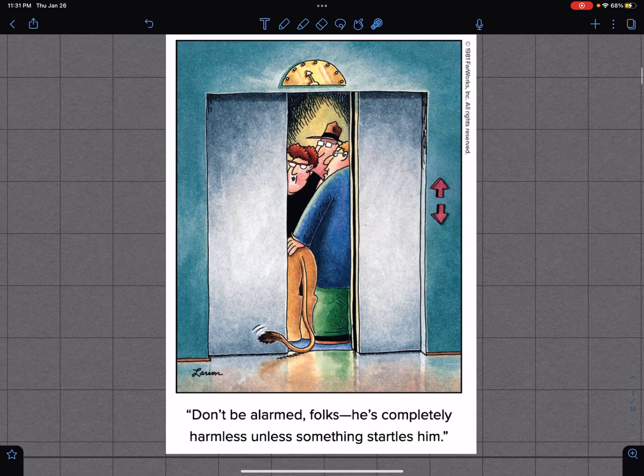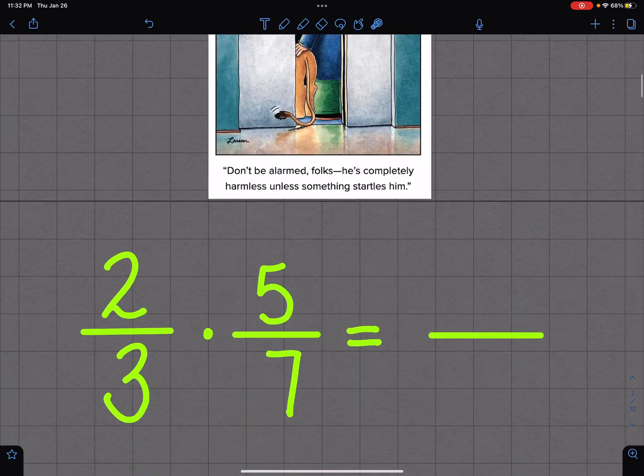But first, let's have a little Far Side humor. Looks like these folks are getting on an elevator, and this guy's talking to the group, and he's saying, "Don't be alarmed, folks. He's completely harmless unless something startles him." I love the Far Side. And I think you would love it too, because it's kind of dark humor. Obviously something bad is about to happen here with that lion. His tail. Okay. Alrighty. Ow, I just hit my knee on the desk. Okay, let's move on.